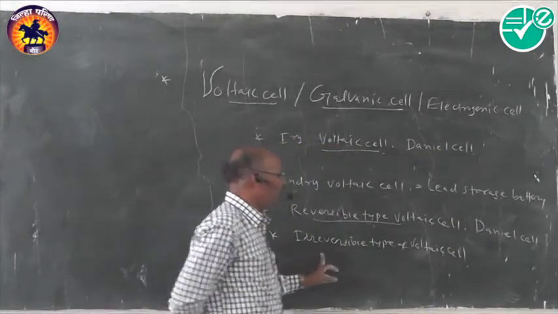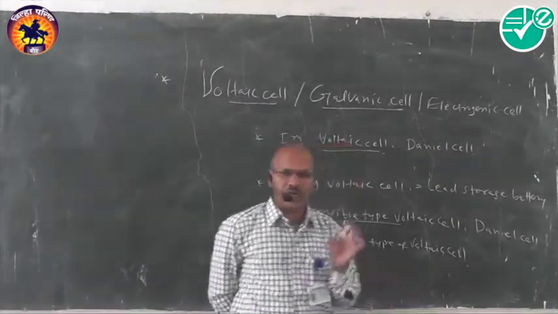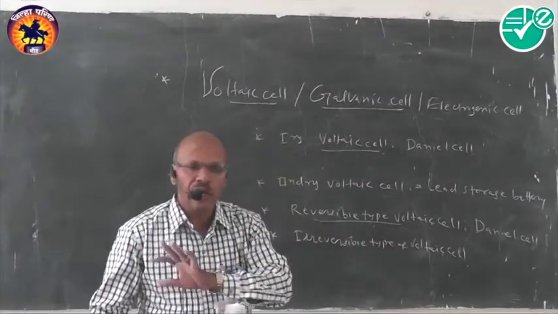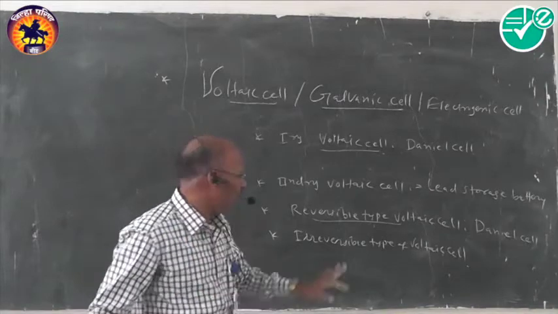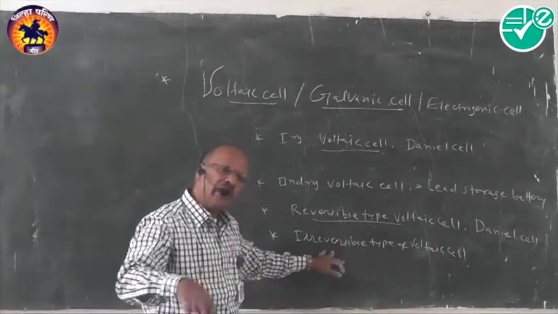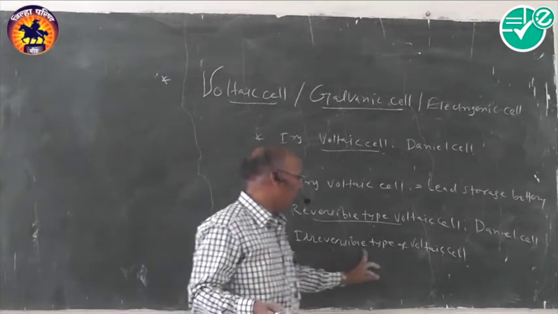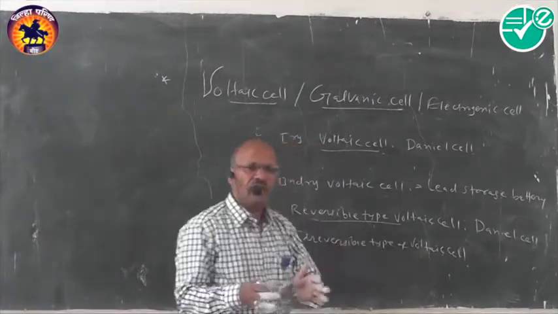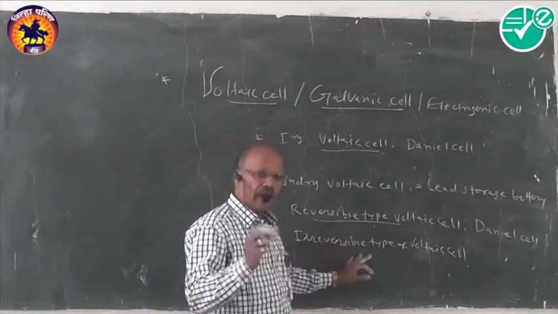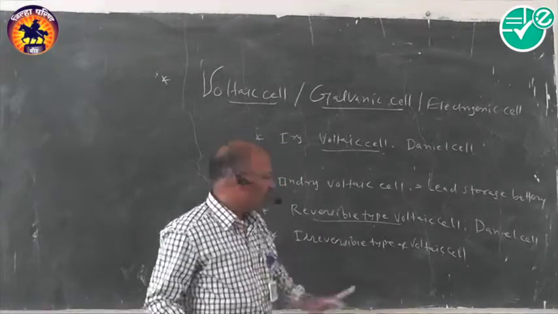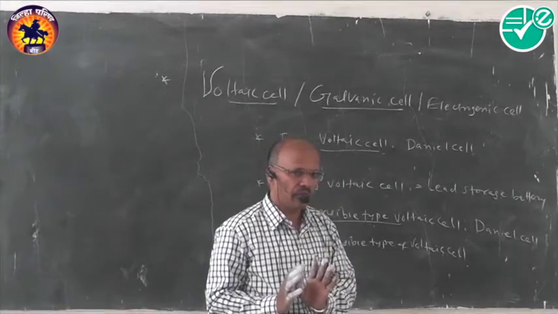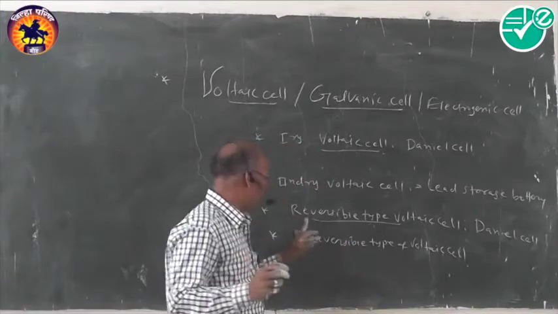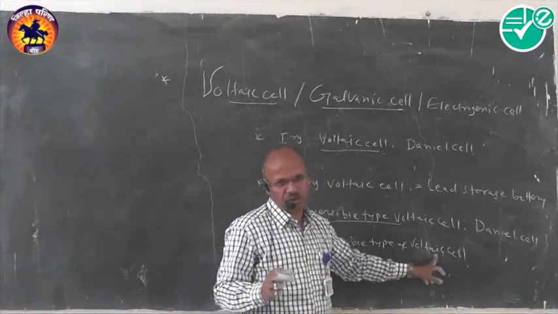After that, what is the irreversible cell? It is the voltaic cell or the galvanic cell whose cell reactions can never be reversed if we apply a potential slightly higher than the cell potential. We generally call it an irreversible type of the voltaic cell.